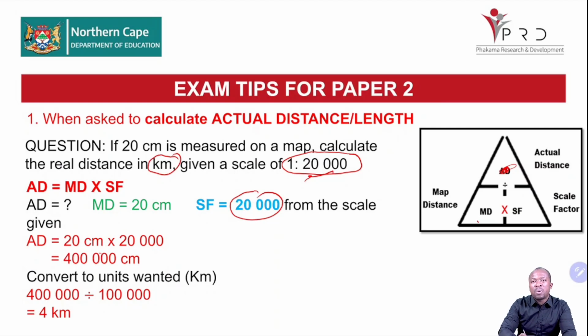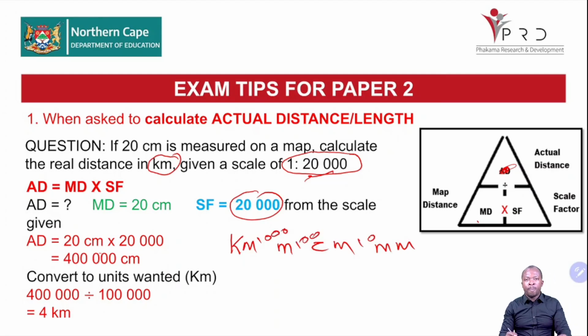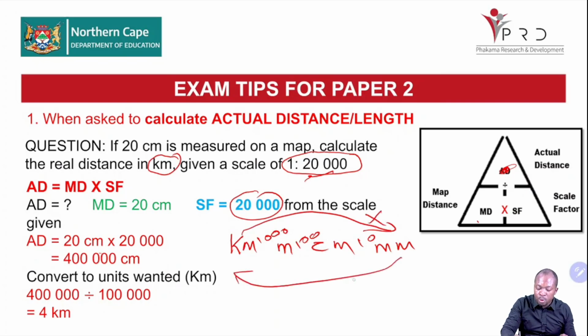So one thing that will help you is to write kilometers, meters, centimeters, and millimeters. In between each one, this one is 1,000, this is 100, this is 10. So when you are moving from big to small, you multiply. Meaning from this point to that point, we are multiplying. When you're moving from small to big, we divide. So here, you will realize that we are moving from centimeters, and they want it in kilometers. So we are going backwards.